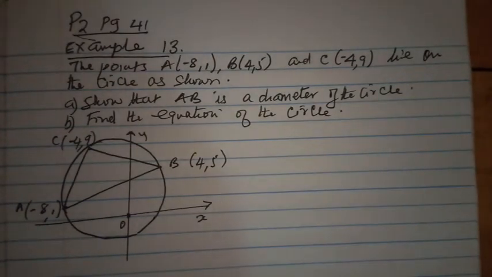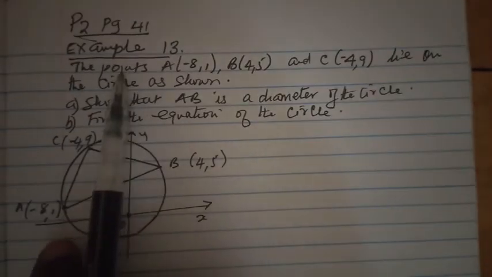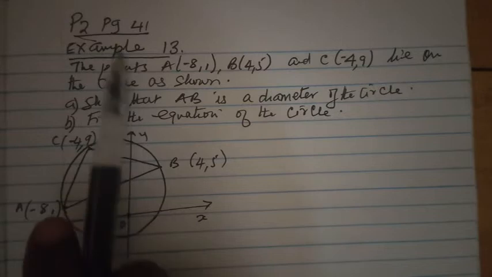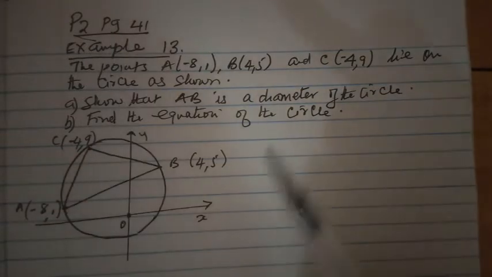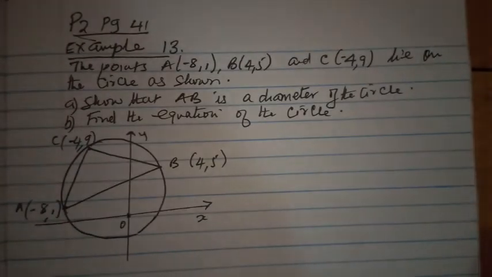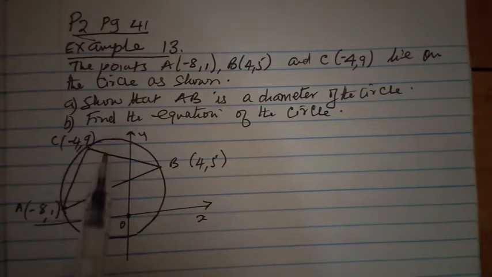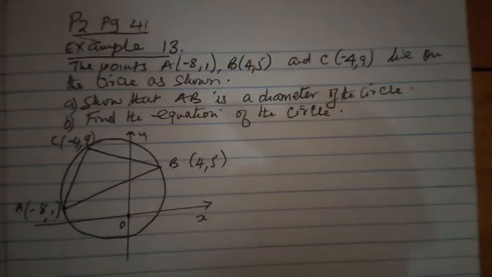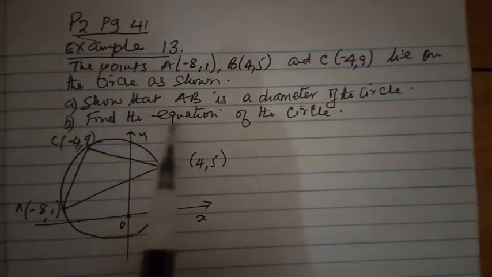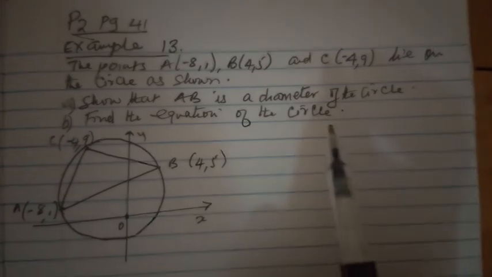And in this video I want to explain example 13 of P2 on page 41, and we are dealing with circles and triangles. We are told that the points A(-8, 1), B(4, 5) and C(-4, 9) lie on the circle as shown. The first task is: show that AB is the diameter of the circle.